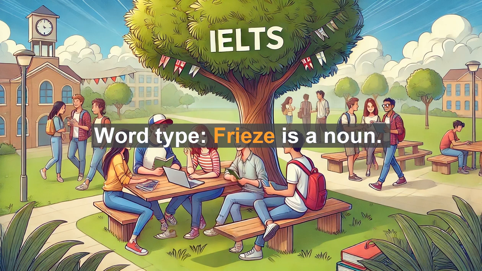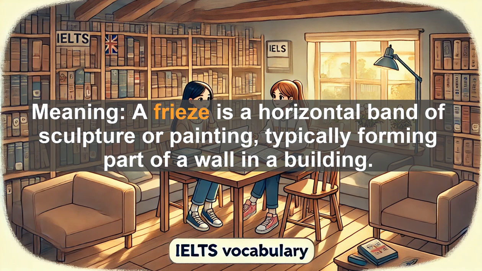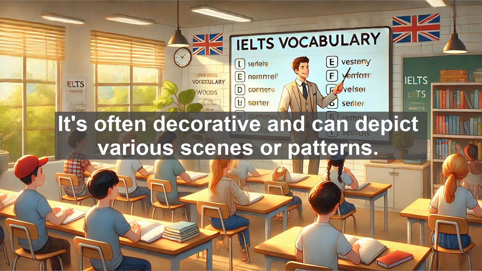Word type: frieze is a noun. It's pronounced as frieze, meaning a frieze is a horizontal band of sculpture or painting, typically forming part of a wall in a building. It's often decorative and can depict various scenes or patterns.